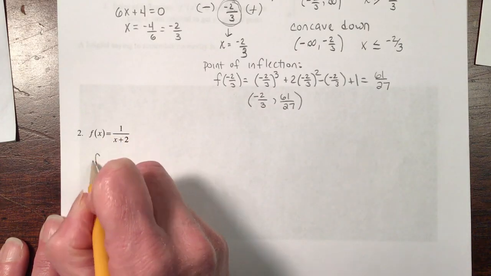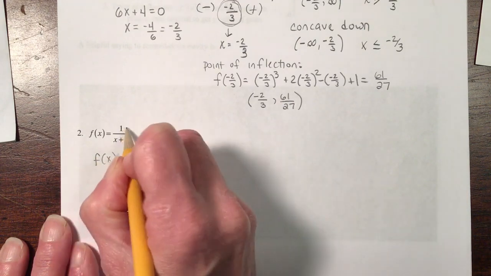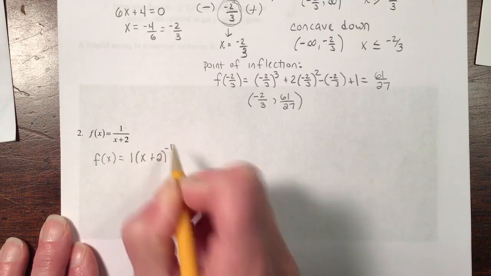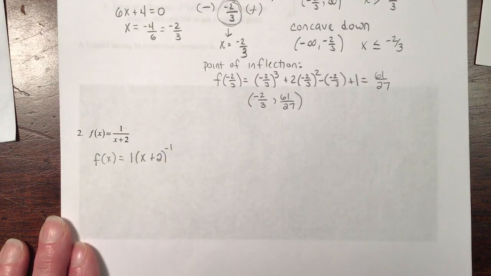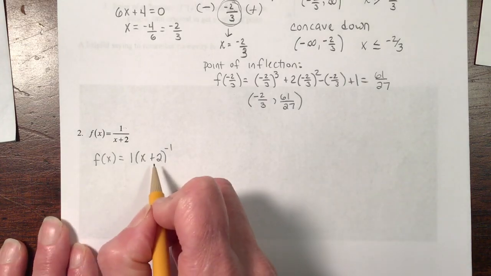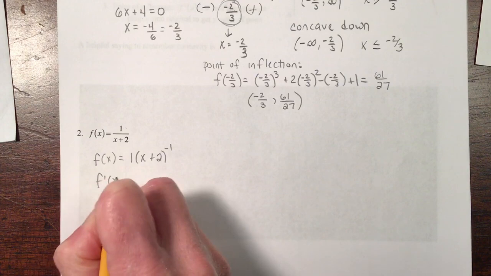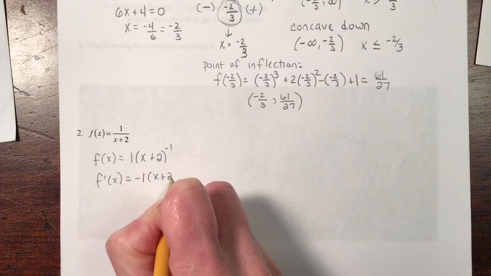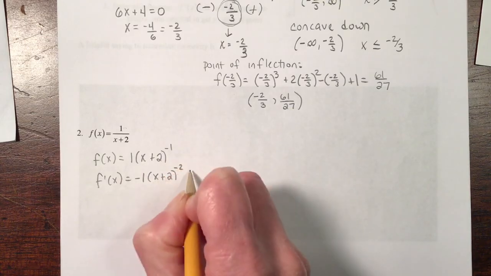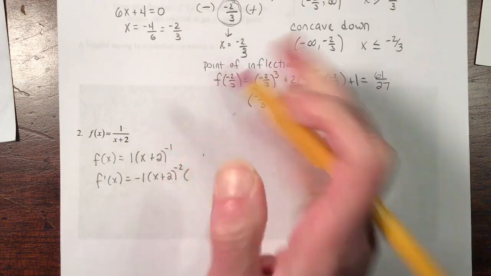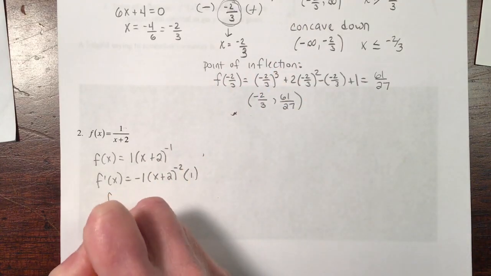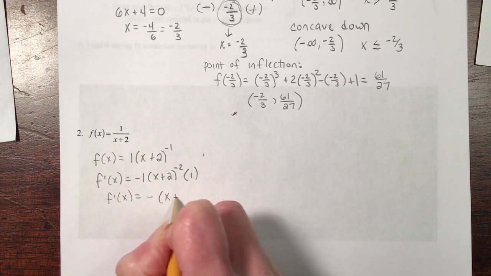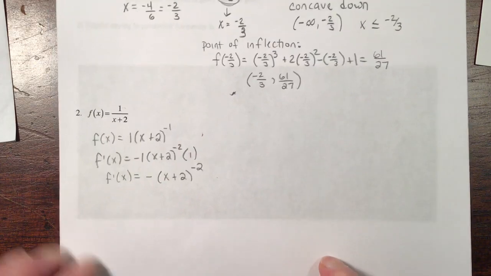Now here's a perfect example. Since I do not have a variable on the top, I can just bring this up and do the chain rule. It makes life so much easier. My first derivative is the derivative of the outside, subtract 1, times the derivative of the inside. So the first derivative, if I simplify this, is just going to be negative x plus 2 to the negative 2.